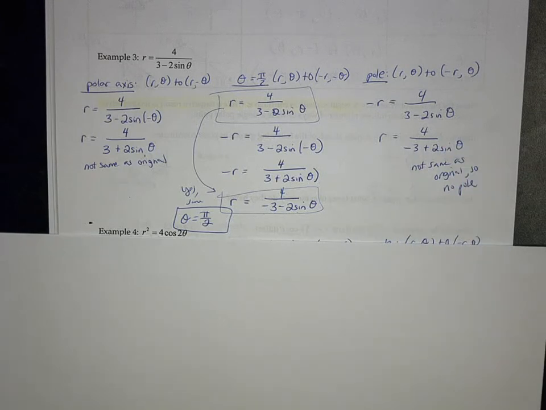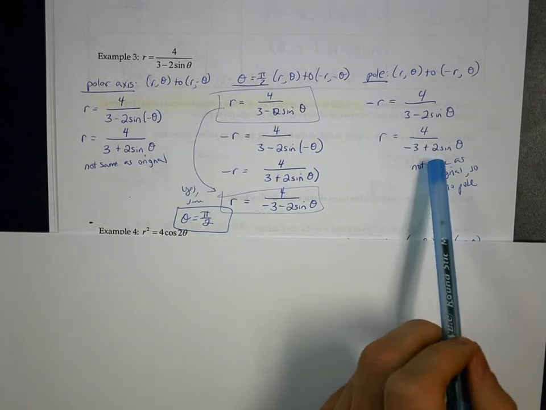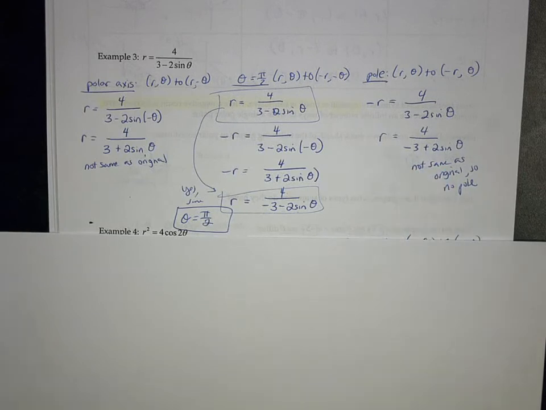And then finally, pole symmetry. If I just make this side a negative and then divide through by a negative, I can see I don't have the same as the original. So we can say most likely there's no pole symmetry. And once again, confirming on the calculator, the theta equals pi over 2 symmetry is the only one.